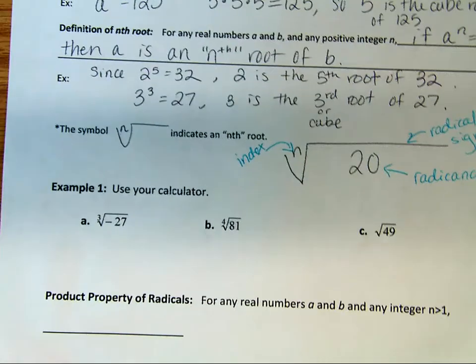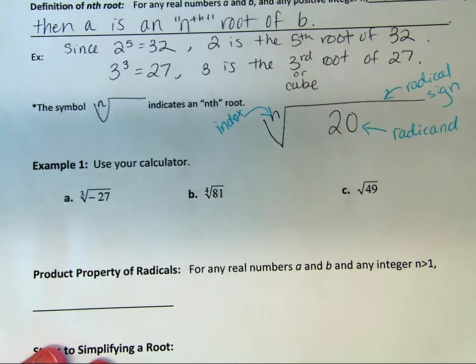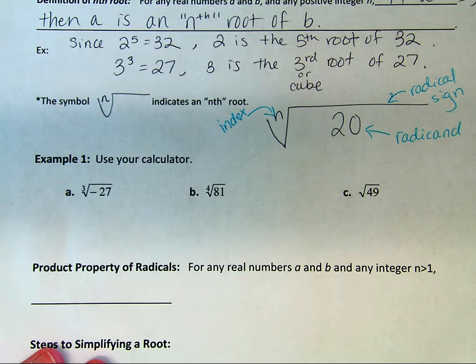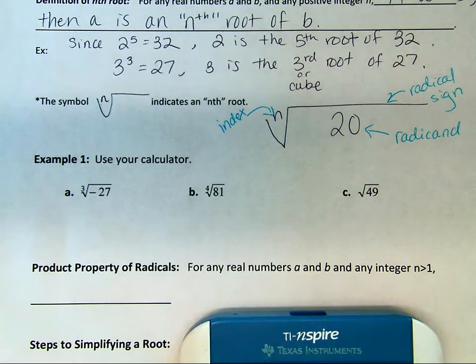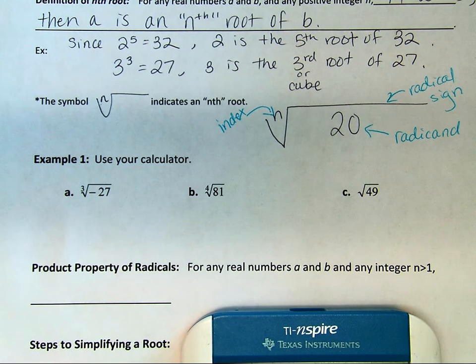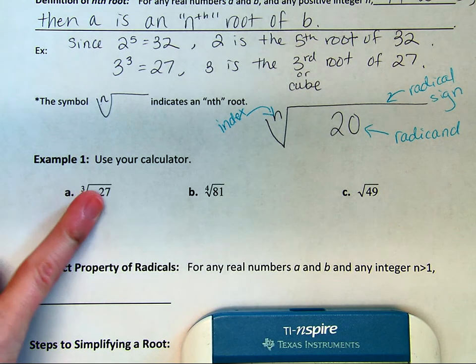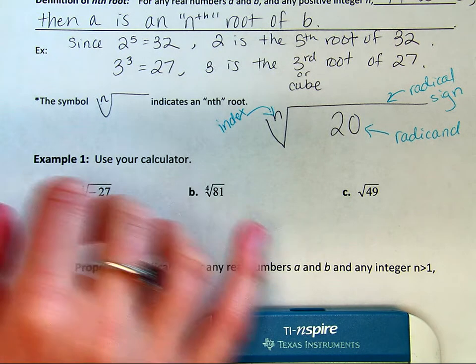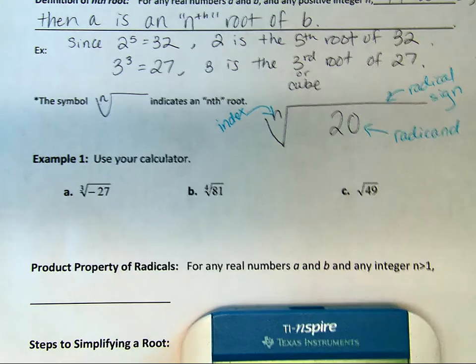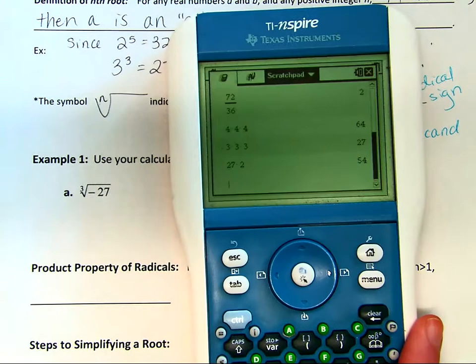Okay, so we're going to start by simplifying some radicals here using our calculator. These are going to be perfect roots. So this is going to be a perfect cube, that's going to be a perfect 4th root, and this will be a perfect square. So just getting comfortable with using your calculator.